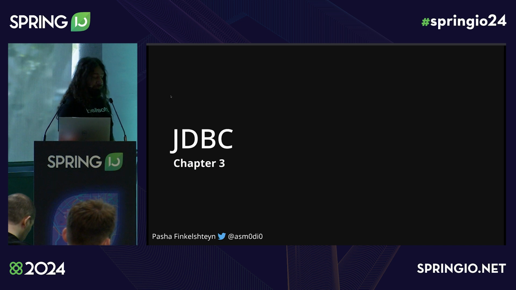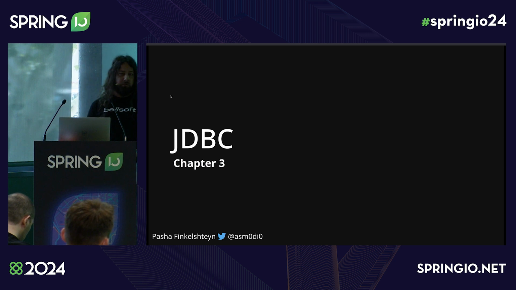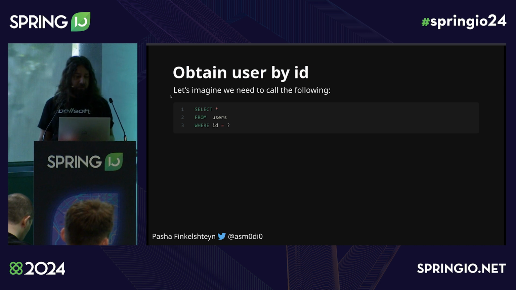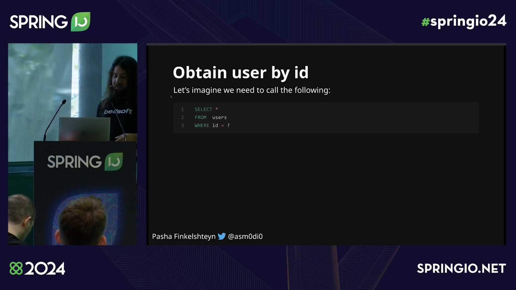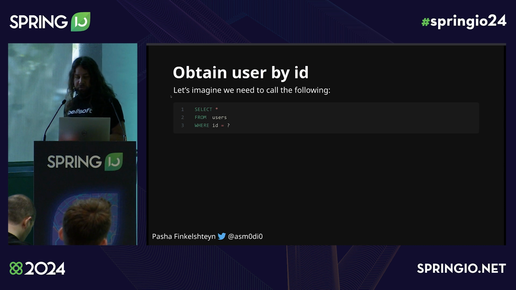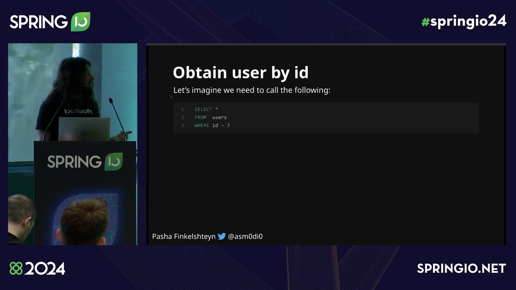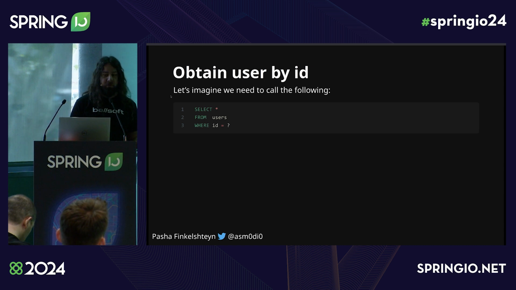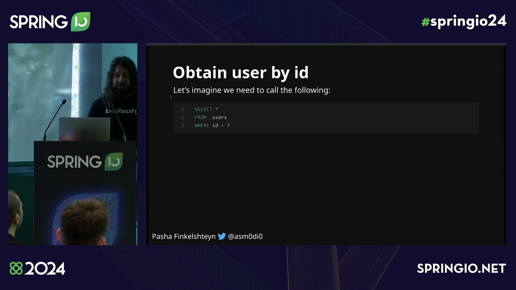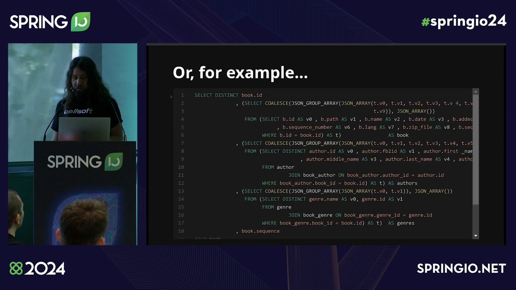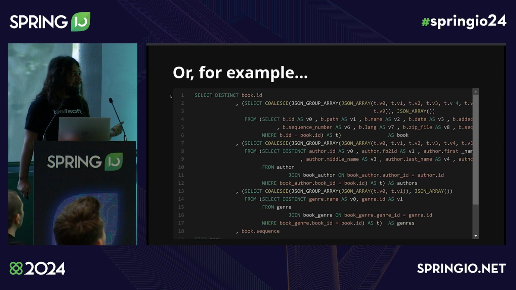Then, JDBC. This part I like more. I like more control over my code. Again, it's up to you to decide. Let's imagine that we have a very simple query like this: select asterisk from users where ID equals question mark. And I will show you code snippets with this particular query, but do not think that I'm that basic. These are the queries I usually have in my applications.